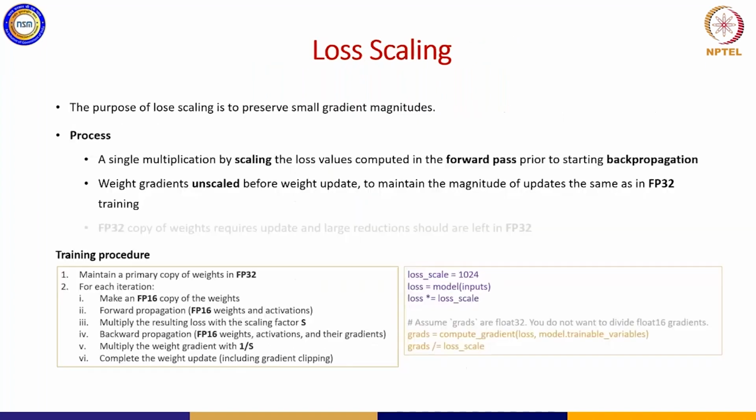And the next phase is loss scaling. So how do you perform loss scaling, and what is the reason for loss scaling? The reason for loss scaling is that you want to preserve these small gradients. How do you preserve them such that you are able to train your model as if you were using FP32 only? So the first thing you do is make a single multiplication by scaling the loss value. So when you scale the loss value at the forward pass, what do we mean by forward pass? This is like the forward propagation.